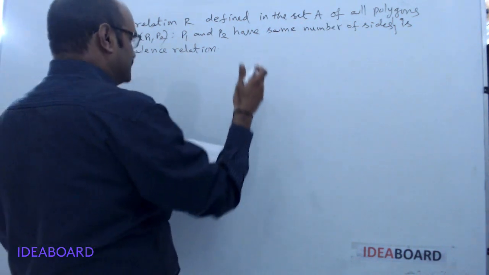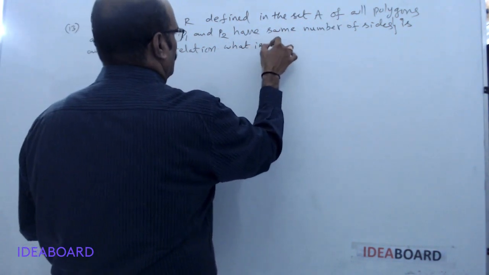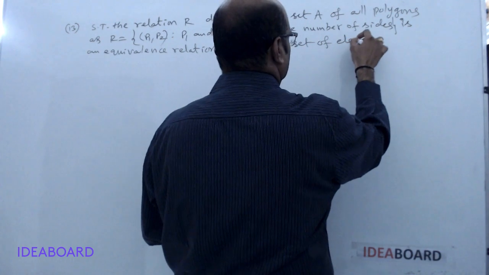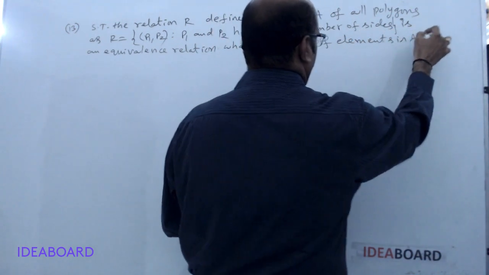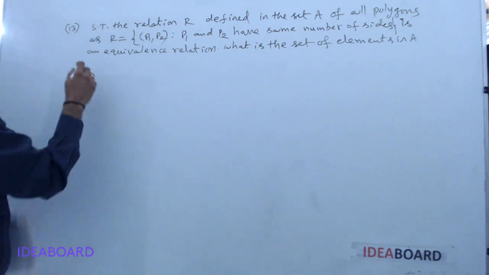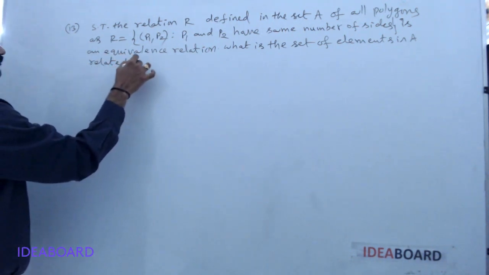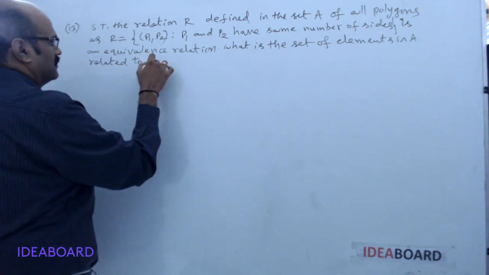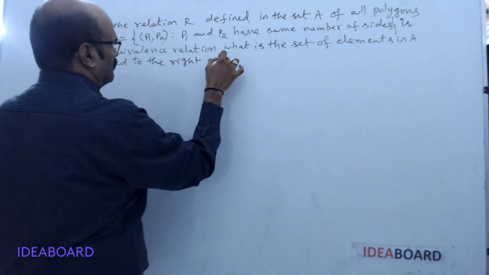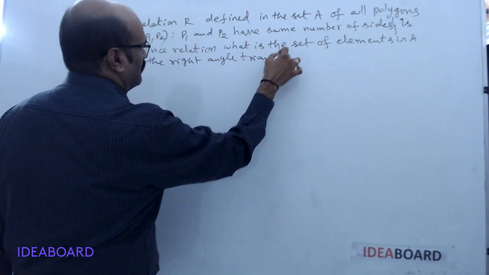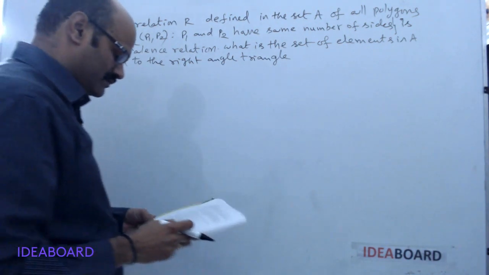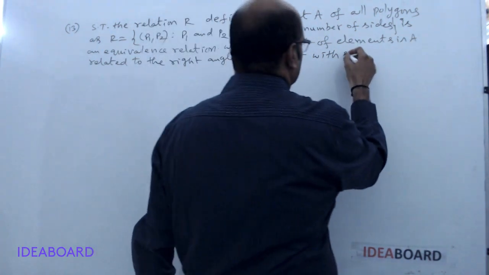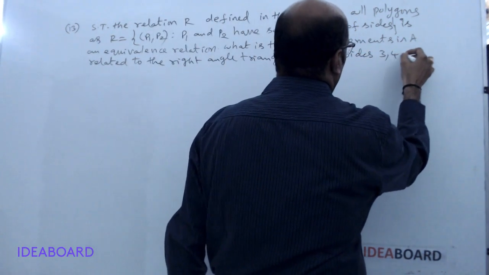What is the set of elements in A related to the right triangle T with sides 3, 4 and 5.